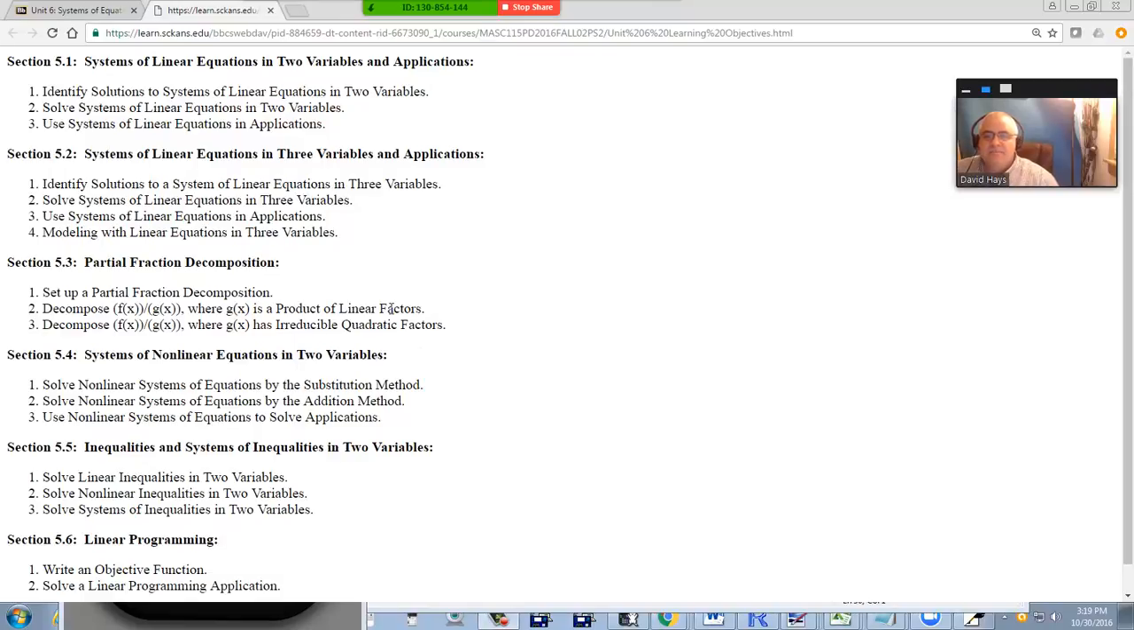Let's take a look at this chapter. First section is section 5.1, Systems of Linear Equations in Two Variables.